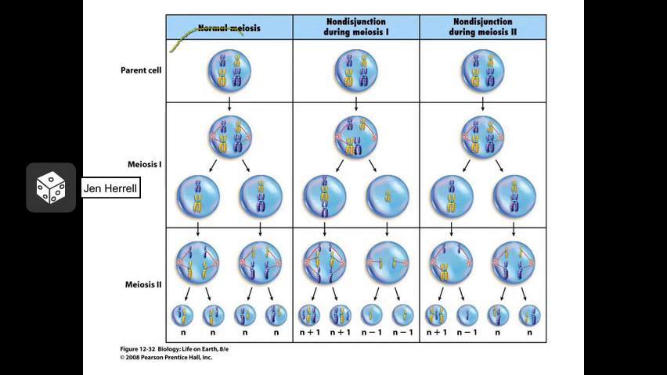Here we have a normal example of meiosis next to two different examples of non-disjunction. In meiosis 1, homologous chromosomes separate from one another so that the resulting daughter cells only carry a single copy of each. In meiosis 2, the sister chromatids within each duplicated chromosome separate, resulting in 4 daughter cells that are haploid.